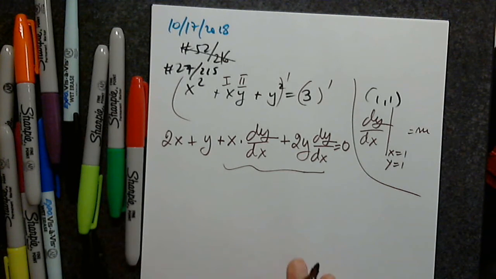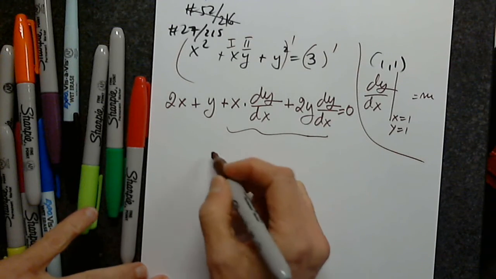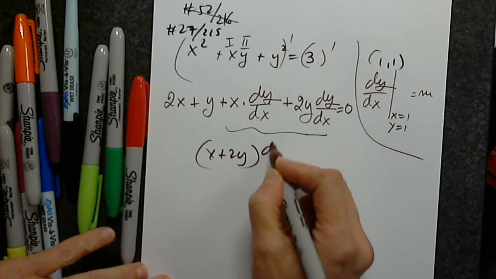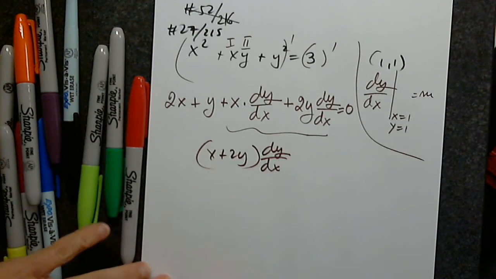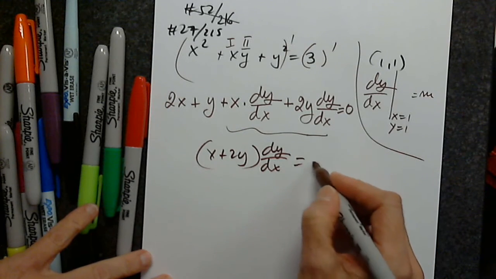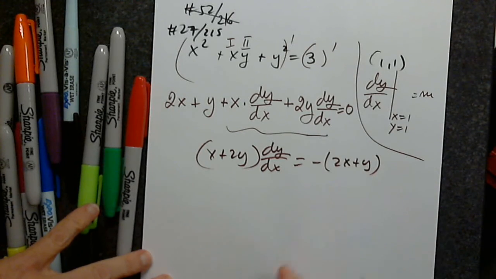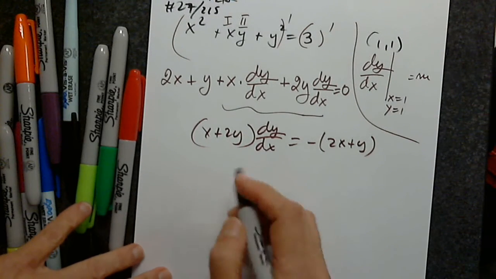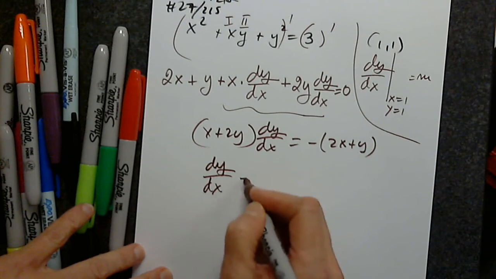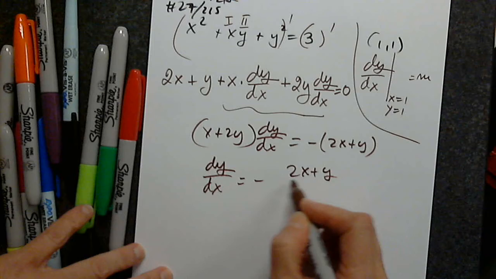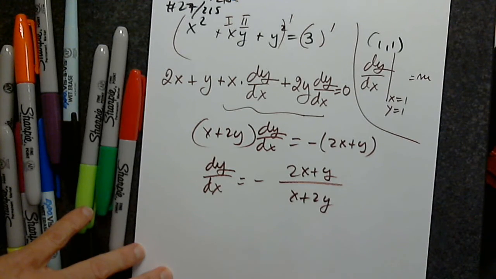And then you want to only keep the dy dx? Yeah, so I have x plus 2y dy over dx. I factored out. And these take two, minus 2x, minus 2x plus y. And then divide. Yes, dy over dx equals negative 2x plus y over x plus 2y.